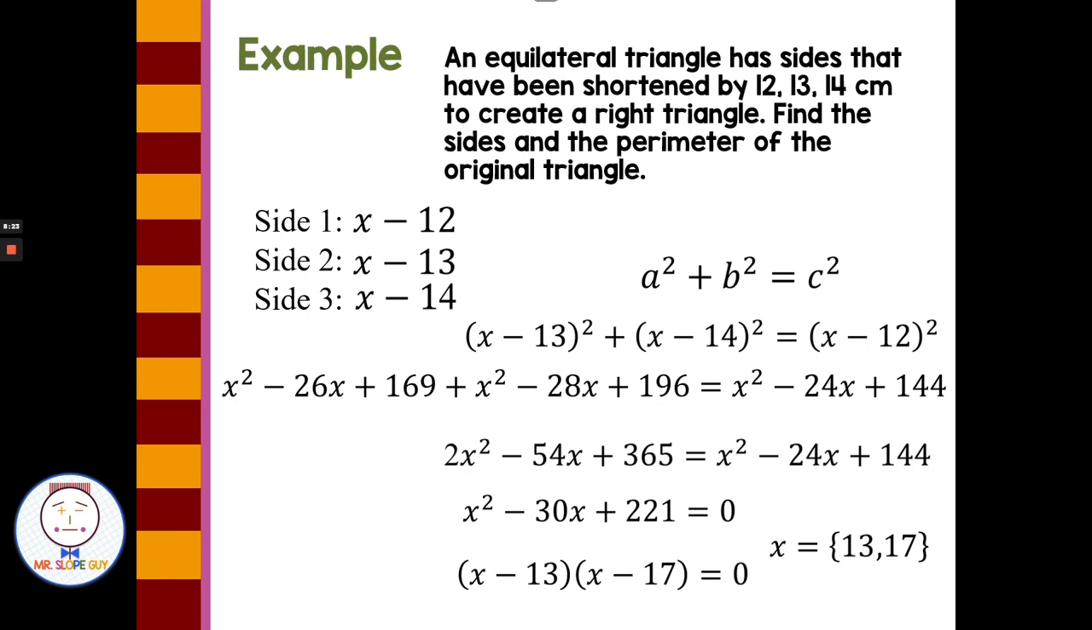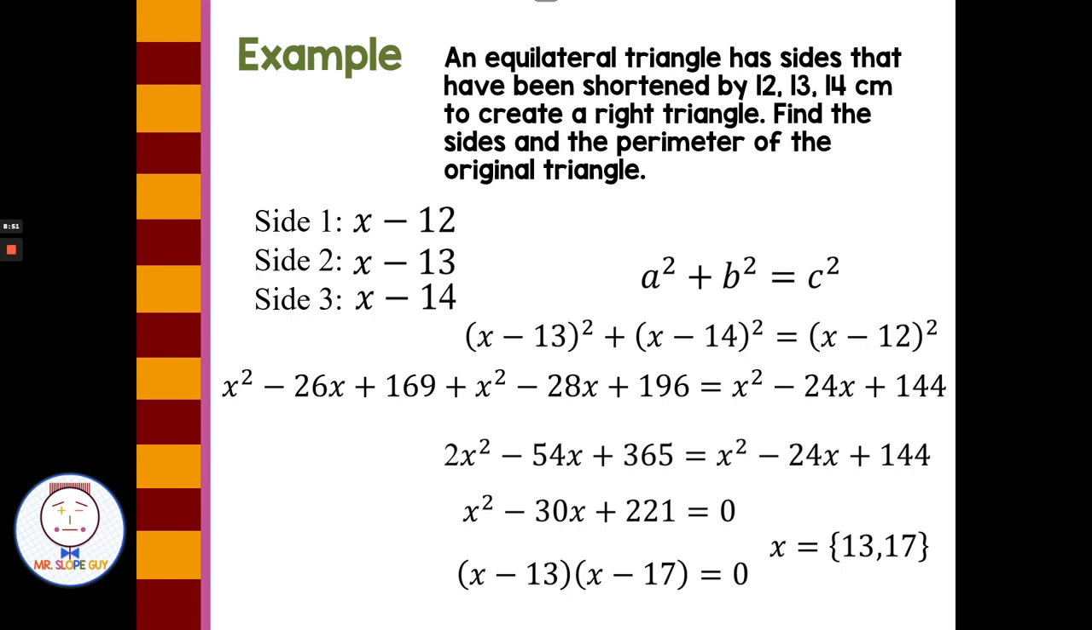Do they make sense? If I put 13 in, I'd have 13 minus 12 is 1, a side of 1. I'd have 13 minus 13 is 0. And 13 minus 14 is a side of negative 1. I'm not going to have sides of a right triangle be 0 and negative 1. So 13, not looking good. Actually, it looks bad. Don't use 13. With 17, I'd have sides of 5, 4, 3. That looks great. So 17 is our answer.